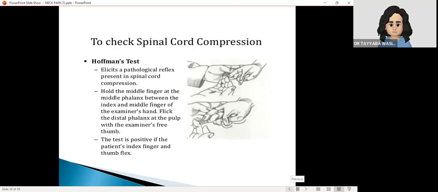The next test is for checking cervical spinal cord compression. This is known as the Hoffman test. The physician holds the middle phalanx of the middle finger of the suspected affected limb. With the other hand, the physician palpates the pulp of that finger and observes flexion of the index finger and the thumb of the same hand. If there is flexion, the test is positive and we can suspect cervical spinal cord compression.